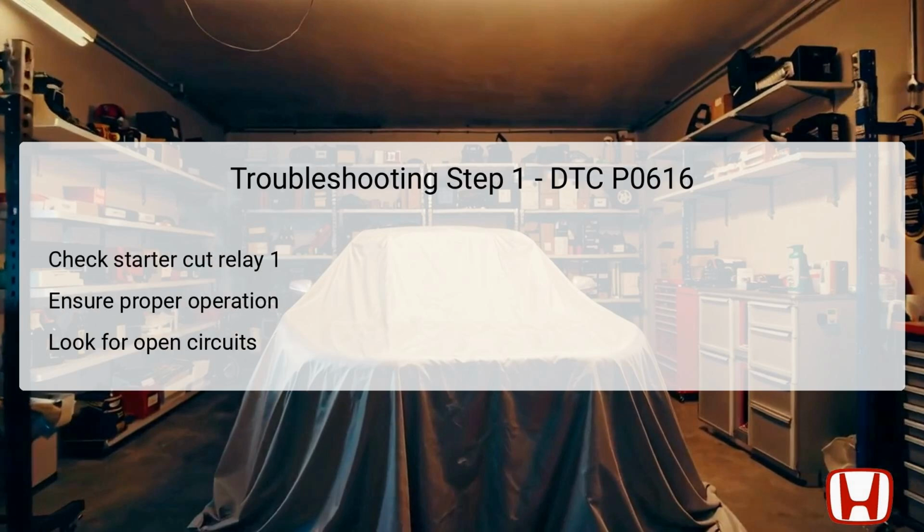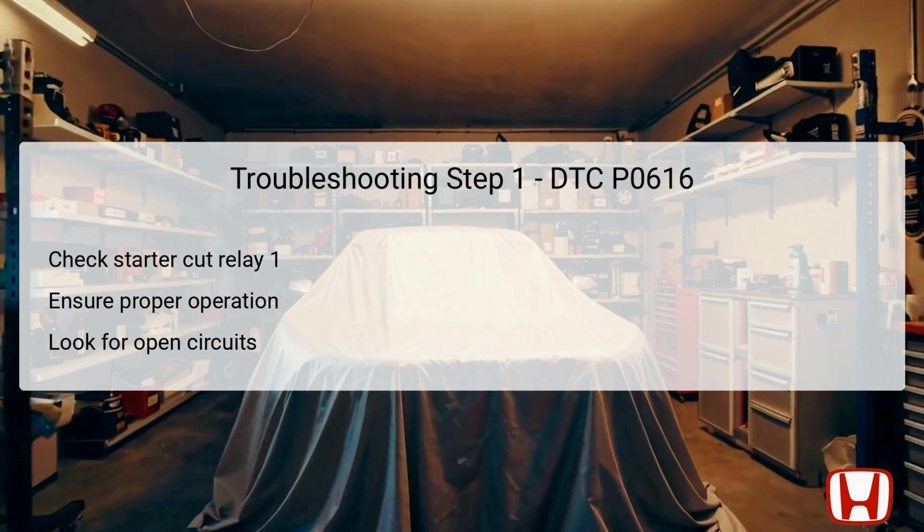The first troubleshooting step for addressing DTC P0616 involves checking the operation of starter cut relay 1. This requires inspecting both the relay itself and the associated wiring to ensure that it operates as expected. Technicians should confirm that the relay engages properly when required and that there are no open circuits interrupting its functionality.